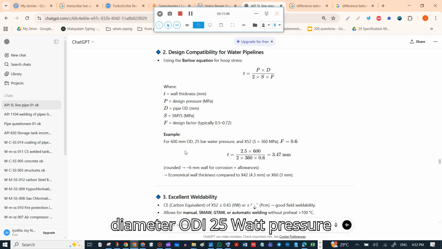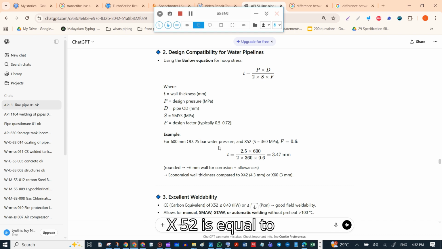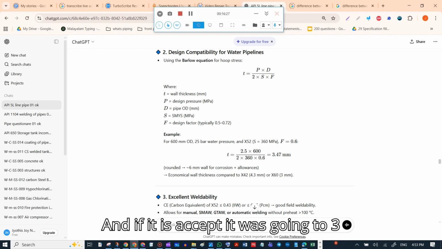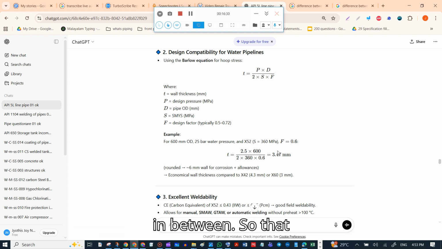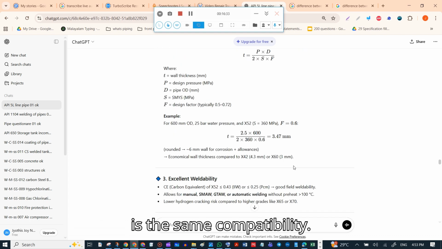For 600 mm diameter OD, 25 bar pressure, X52, S equal to 360 MPa, F equal to 0.6, T is equal to 3.47 mm. Rounded to 6 mm for corrosion allowance. This is an economical wall thickness compared to X42 or X50. If it is X42, it will become 4.3 mm, and if it is X50, it would be 3 mm. So it is economical, because it is in between. That is design compatibility.